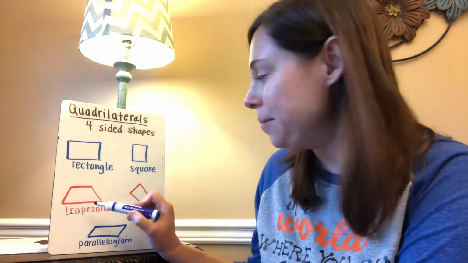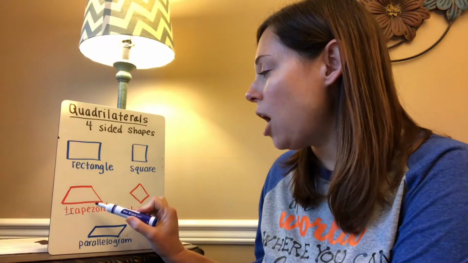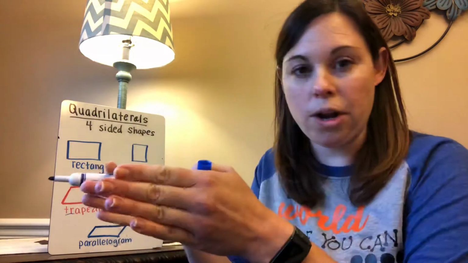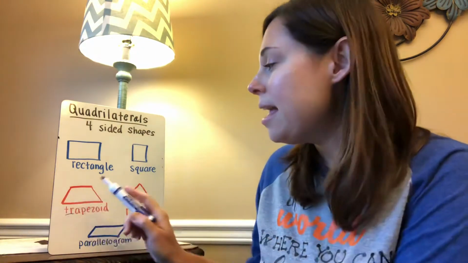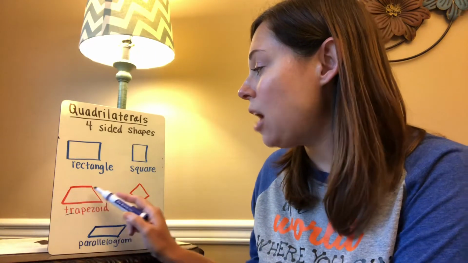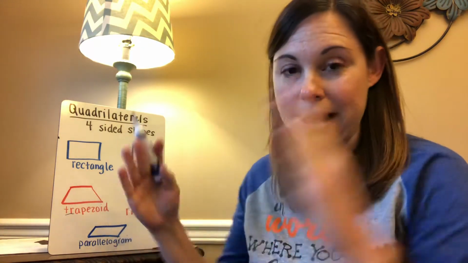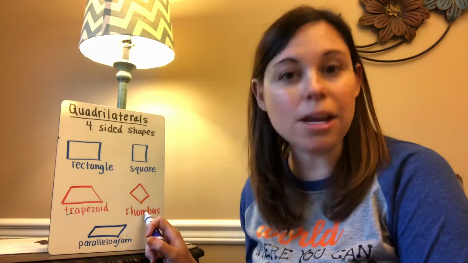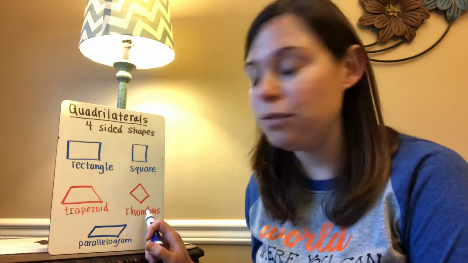It's a quadrilateral. Two sides are parallel, the top and the bottom, meaning that they'll go on and on forever and never ever cross. And the other two sides are not parallel, meaning they would cross if they continued to go. This shape is a rhombus, also a quadrilateral because it has four sides.